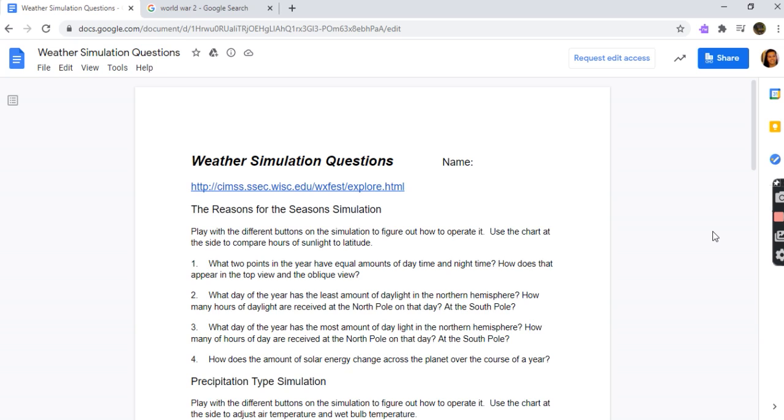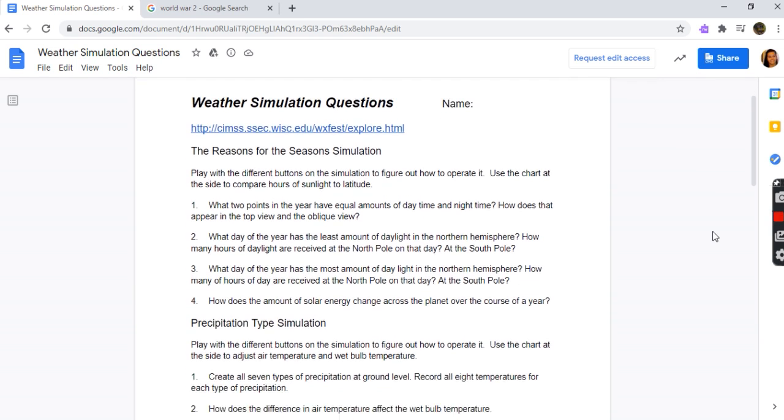What day of the year has the most amount of daylight in the Northern Hemisphere? How many hours of daylight are received at the North Pole on that day, and at the South Pole? How does the amount of solar energy change across the planet over the course of a year? Give me your best answers in the comments below.